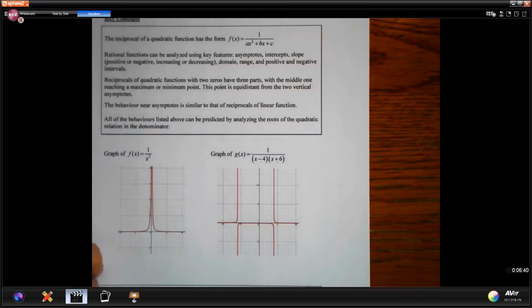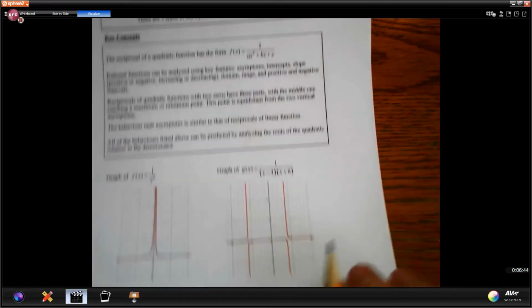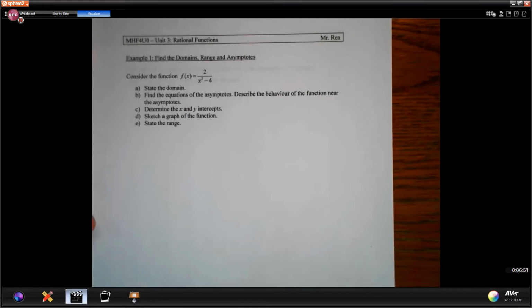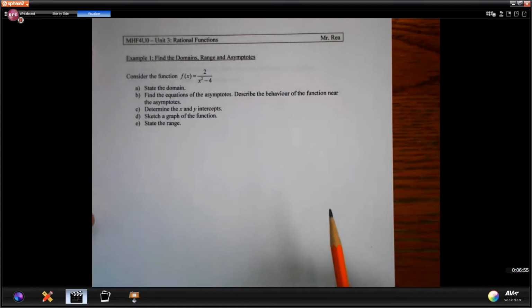So we're going to do the same kind of exercises today as we did in lesson 1. We're going to look at 3 examples of reciprocal quadratic functions, these types of rational functions, and we're going to analyze them the same way we did last unit, but the main difference will be that now we're looking at 2 vertical asymptotes instead of 1 in most cases.